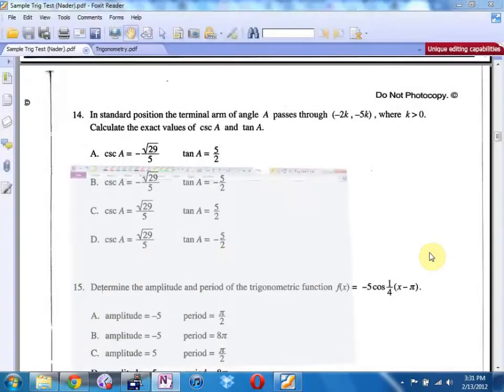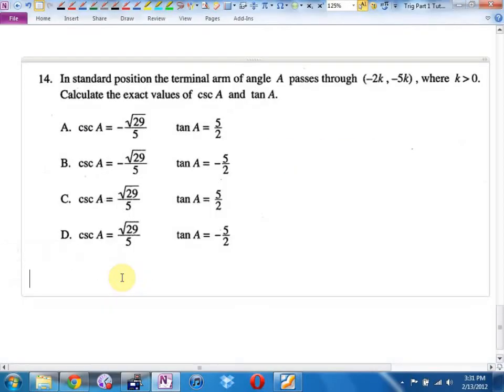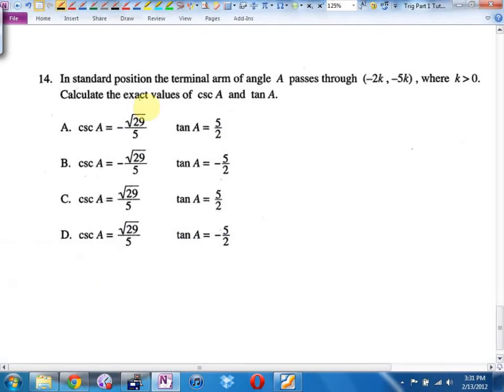What do they want me to find, Vlad? Now, exact values is a trigger phrase. It's either special triangles like 1, 2, root 3, but look at your answers. Are we using 1, 2, root 3? Or you're going to be using X and Y and R. And I think that's what it wants us to do here. Because I think what they've told us is that my X coordinate is that. Yeah? My Y coordinate is that. And if they want me to find cosecant, well, that's going to be y over, sorry, no, Mr. Dueck, r over y, right?